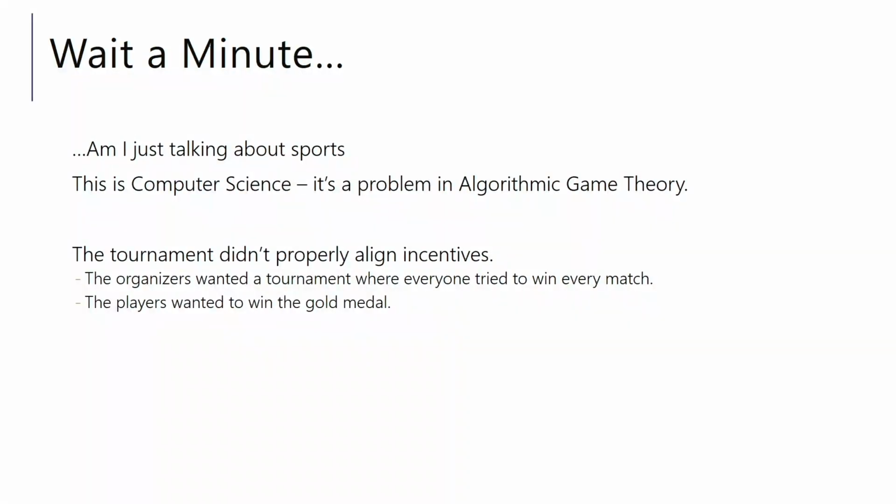All right, so what is algorithmic game theory, or what's the problem here in algorithmic game theory? The tournament organizers did not properly align their incentives. The designers of the tournament wanted a tournament that was exciting for the fans, where every team was trying their best to win every match, and every match was very exciting. The players wanted to win the gold medal. Right, so what we have here is a misalignment of incentives.